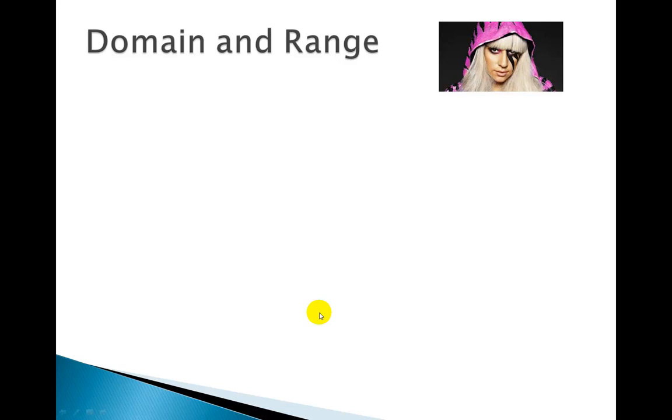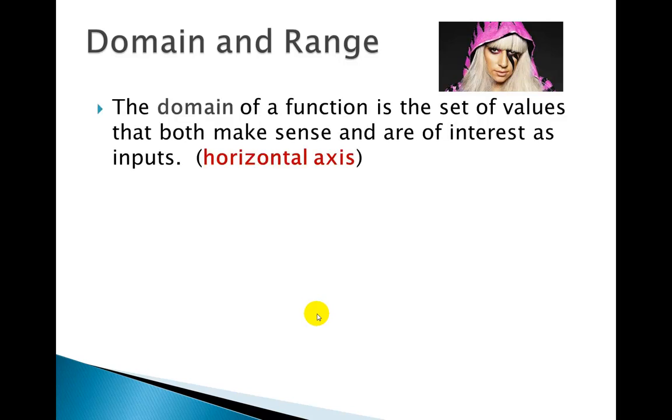We are looking at functions and domain and range about functions. Okay. And so if you just kind of refresh your mind, domain of a function is a set of values that both make sense and are of interest as inputs. That's usually the horizontal axes, except for one example when we're dealing with supply and demand curves. But that's the only example that I'm aware of.